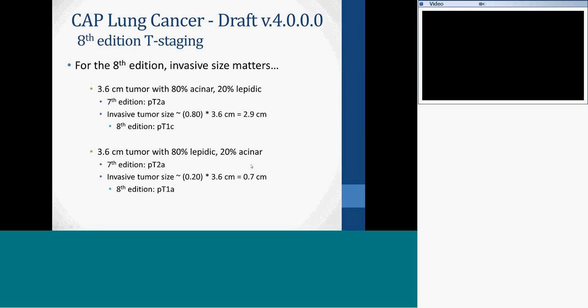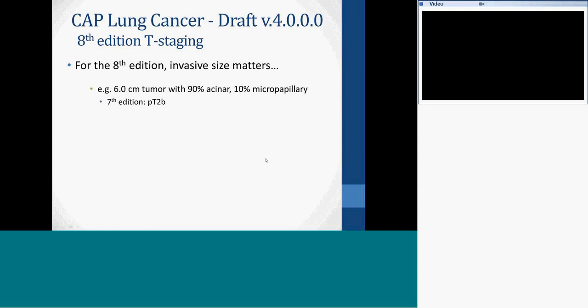Take a 6 centimeter tumor that was 100% invasive. In the seventh edition, this would be T2B based on the 6 centimeter size. However, in the eighth edition, this would be considered T3, so upstaged.